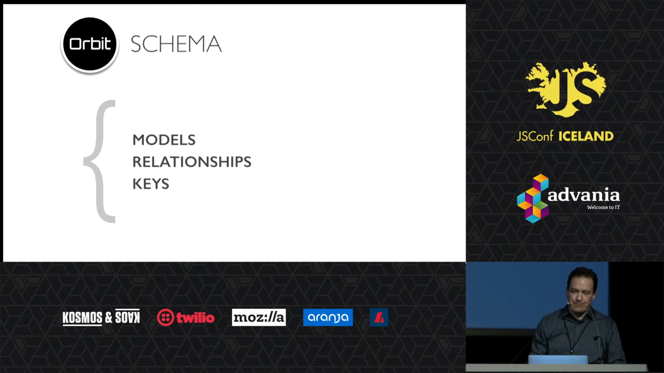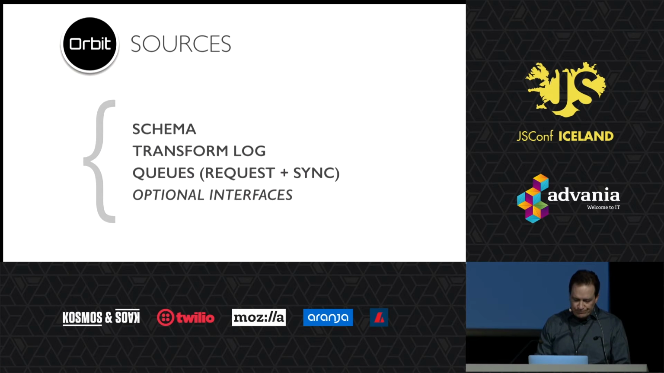But at the data layer, it gets more concrete. This is where some opinions are layered on top of Orbit to actually make it useful in applications. So there's the notion of a schema that's shared among sources, and that schema defines models, relationships, and keys, not unlike a database schema. Every single source in Orbit data has a schema, a log of transforms that have been applied to it, and a couple queues that can queue up async requests and sync events.